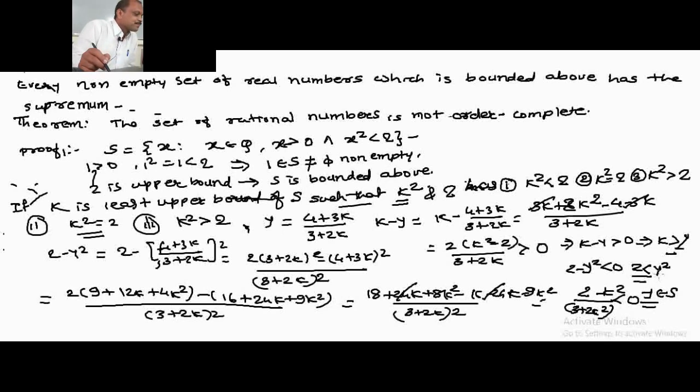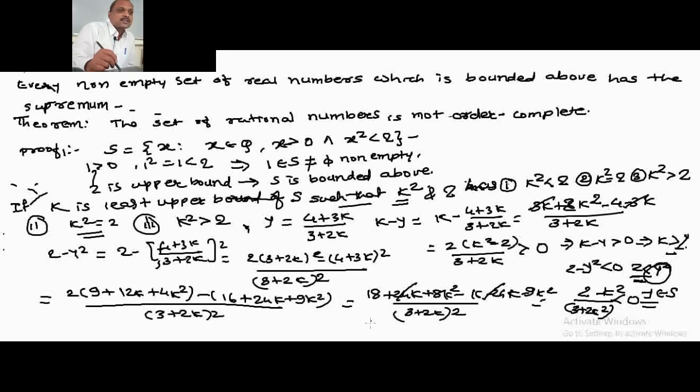But here, this is an upper bound. Y is an upper bound of S smaller than the least upper bound, since 2 is less than y square. Obviously, this is an upper bound, which contradicts the fact that the k we have chosen is the least upper bound, and therefore this is also wrong.